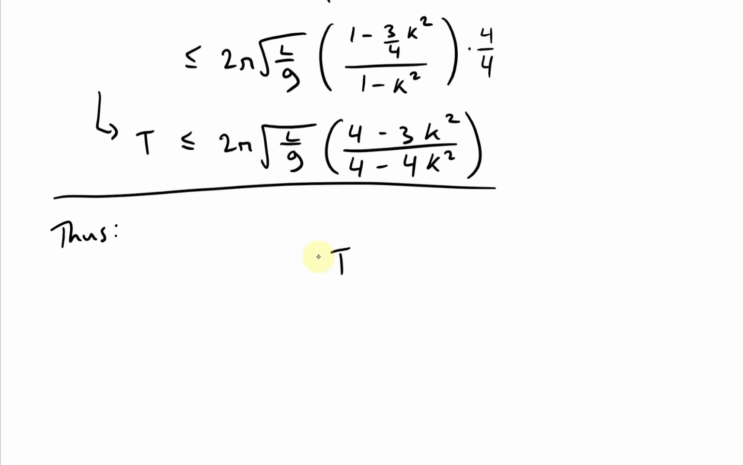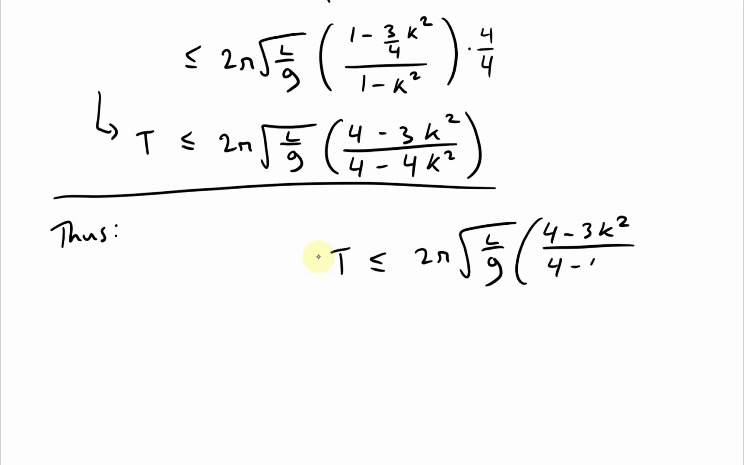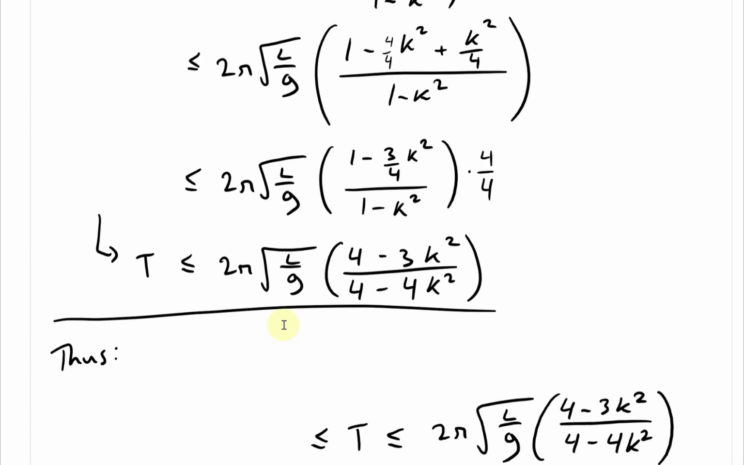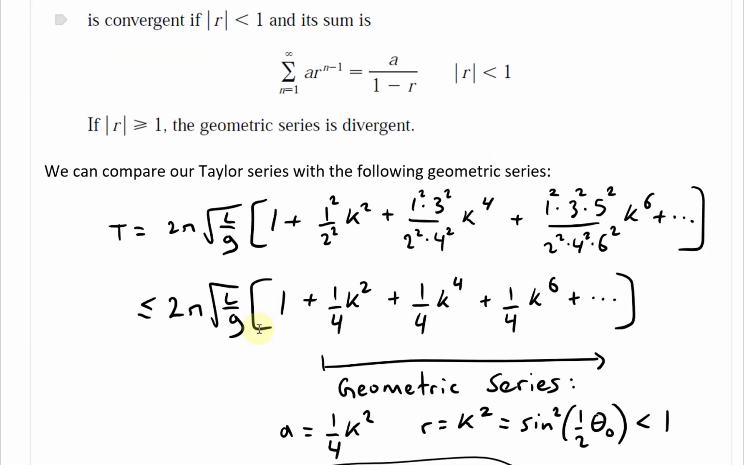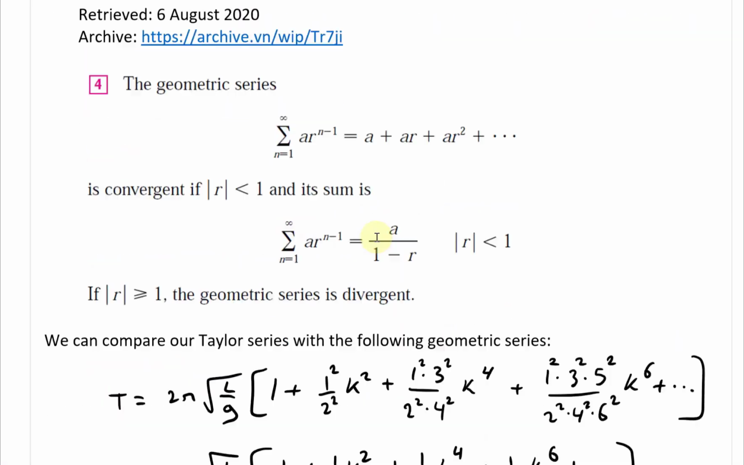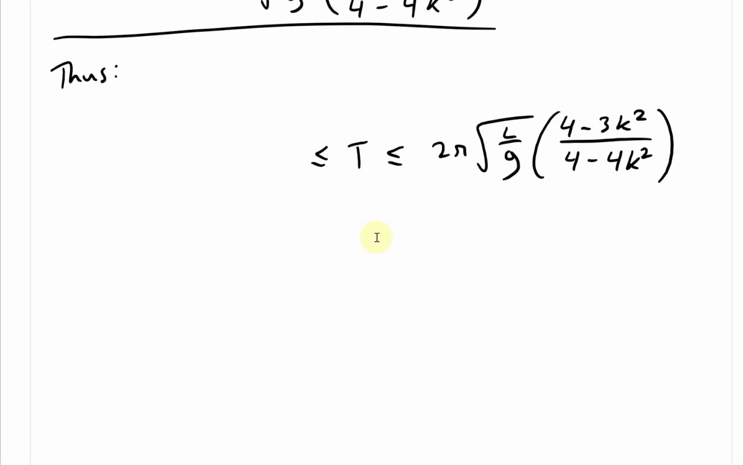Thus, t is going to be less than or equal to 2 pi square root L over G times (4 minus 3k squared) over (4 minus 4k squared). And this is going to be greater than or equal to our earlier approximation, which was just above here. So again, this is just using the two terms. It's going to be greater than 2 pi square root L over G times 1 plus 1 over 4k squared. So that's the only difference.